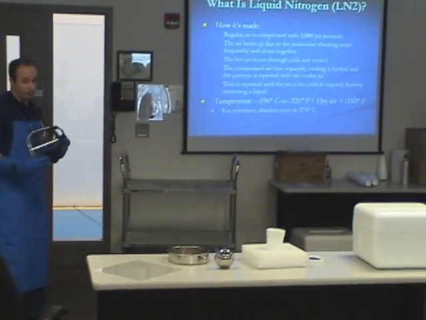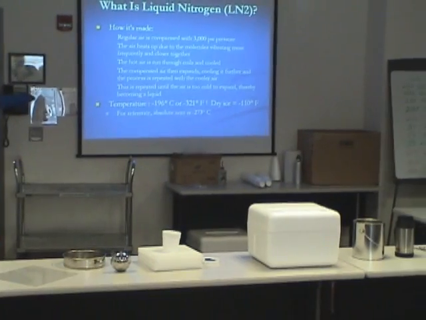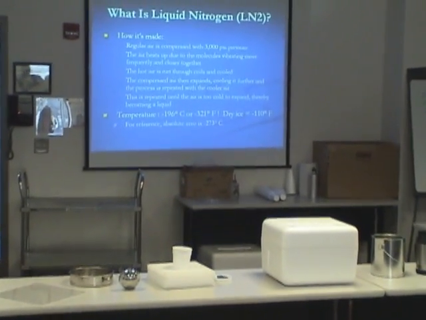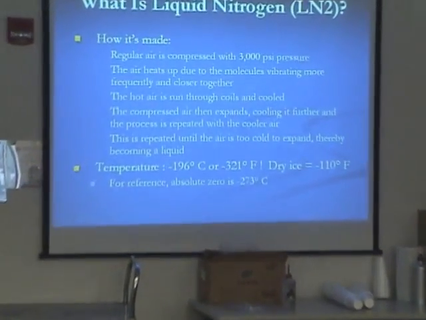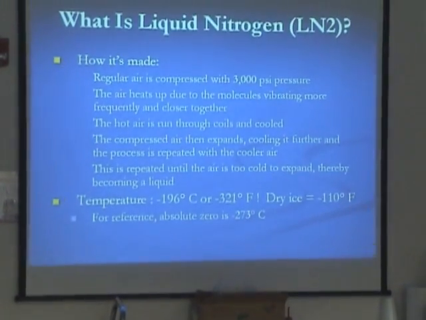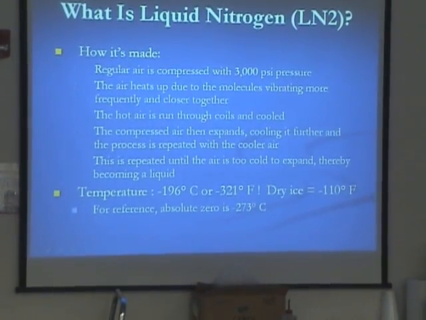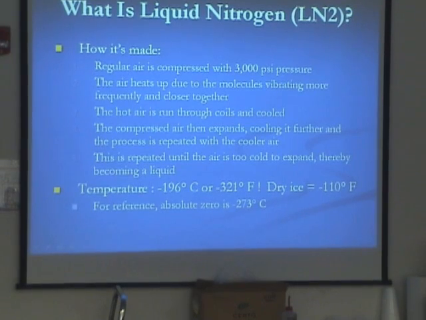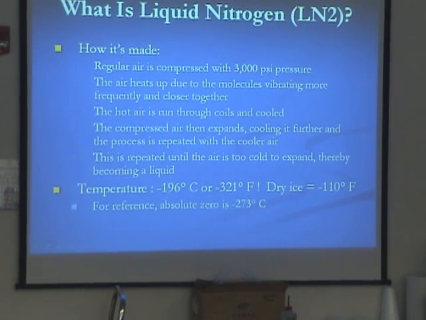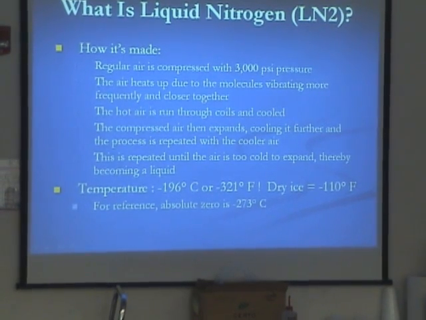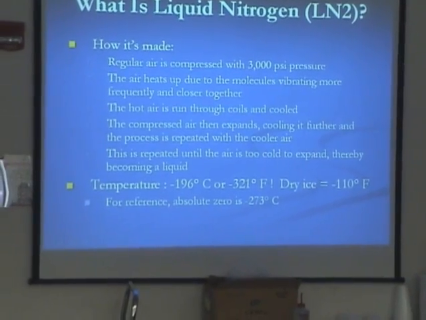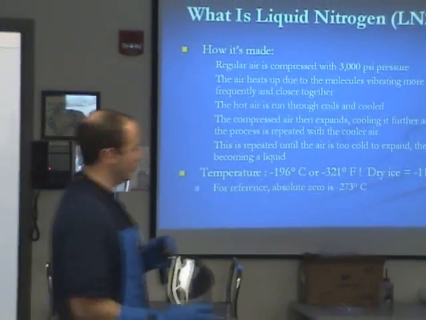Obviously, liquid nitrogen is extremely cold. You can see the temperature down here, minus 321 Fahrenheit. To give you an idea, dry ice, which everybody knows is really, really cold, is 3 times warmer than this. Absolute zero is even colder than this. It's minus 273 Celsius. If you've ever heard of liquid helium, that gets really close to absolute zero. That's actually the coldest material on the planet, and it's a couple of degrees above absolute zero. You can't get any colder than that.